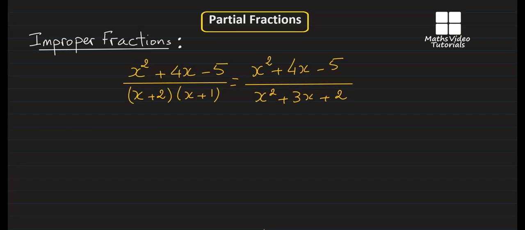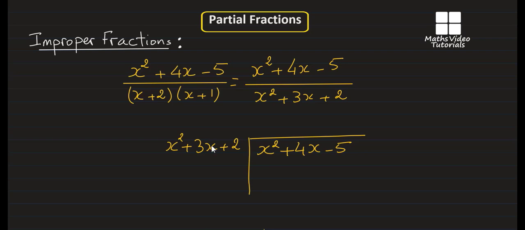We can go ahead and divide the numerator by the denominator using long division. Let's write it down first. So this is the long division, and we're going to say how many x squared go into this x squared. Well, it's only 1. And then we're going to multiply the 1 by each term of the divisor, x squared plus 3x plus 2, or the denominator. So basically 1 times x squared is x squared, 1 times 3x is 3x, and 1 times 2 is 2.